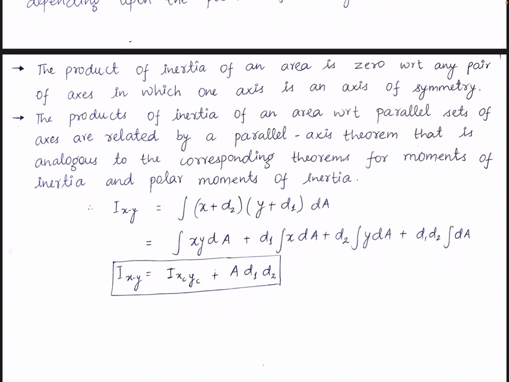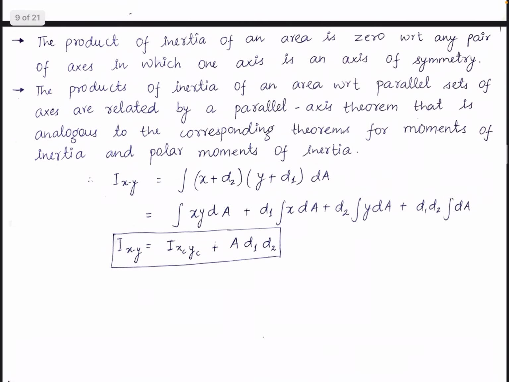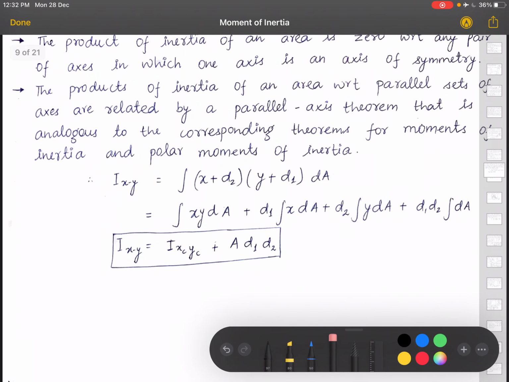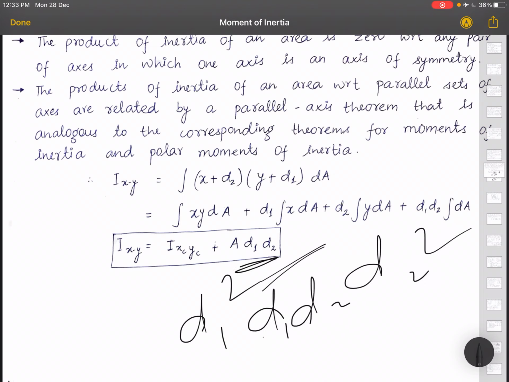The product of inertia of an area with respect to parallel sets of axes are related by a parallel axis theorem that is analogous to the corresponding theorem for moment of inertia and polar moment of inertia. So you can just apply it. There it was d1 square or d2 square, but here we are multiplying d1 into d2. These are the distances of the new axes with respect to the older axes.